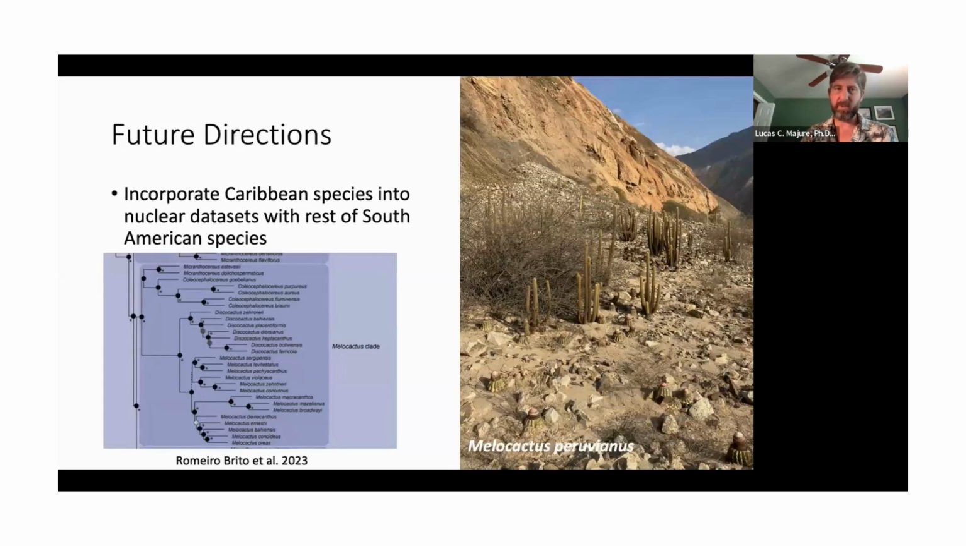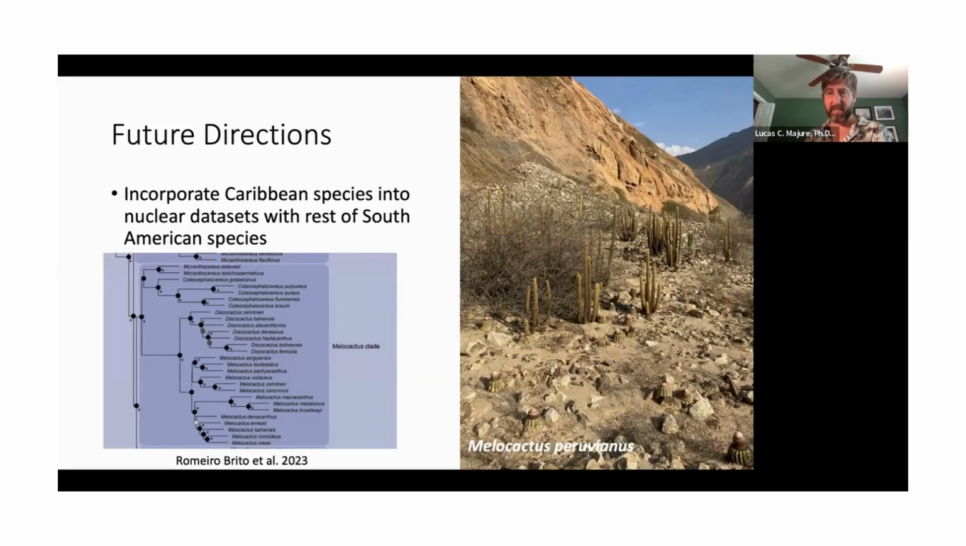So what about some of the future directions? We need to incorporate all of these Caribbean taxa into nuclear data sets with the rest of the South American species. And so Monique Homero Brito and other authors have been generating some really nice nuclear data sets for Melocacti. So one thing that we're intending to work on now is including all of those species within those existing nuclear data sets, so we can have an absolute total picture of the diversification of this group across its entire distribution. We've been doing quite a lot of field work as well.